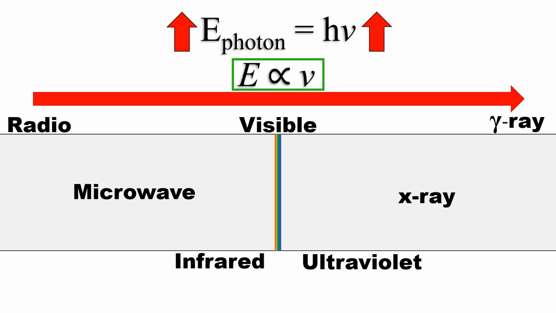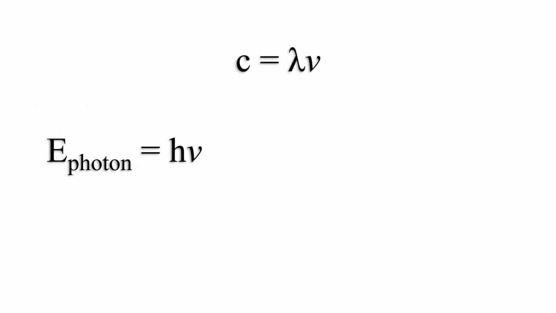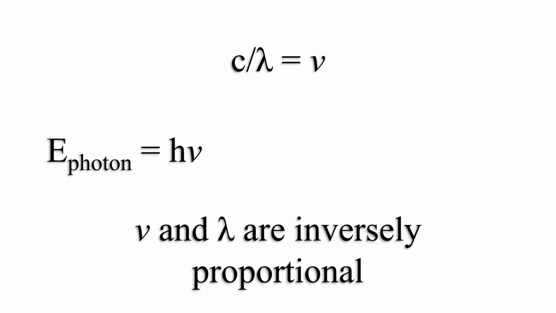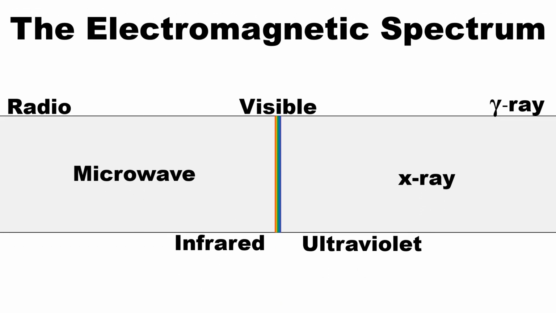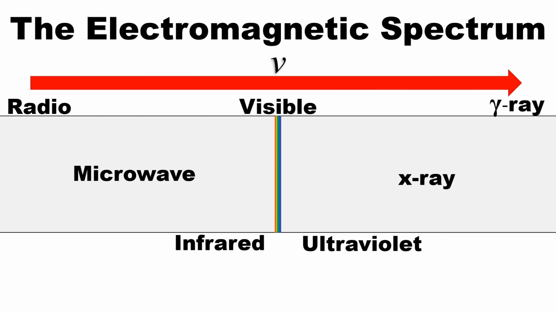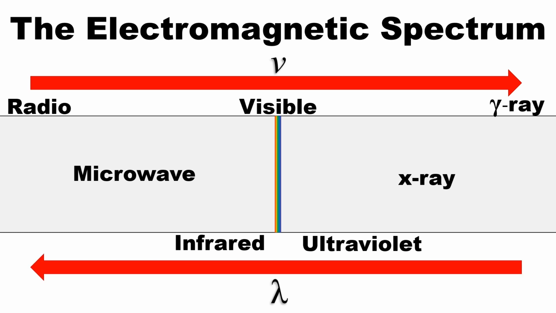But recall, the speed of light is equal to lambda nu. Rearranging to solve for the frequency gives the equation c over lambda. Therefore, the frequency and the wavelength are inversely proportional. We can substitute this equation into the energy equation and rewrite the equation in terms of wavelength instead of frequency. Let's go back to the spectrum. While frequency increases from left to right, the wavelength increases from right to left, the opposite direction of the frequency.